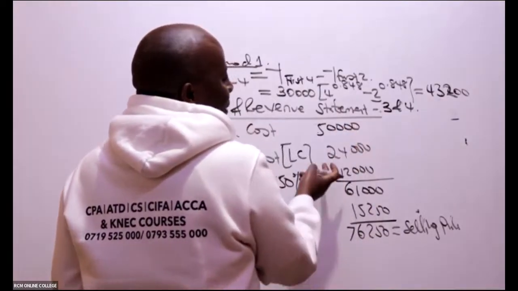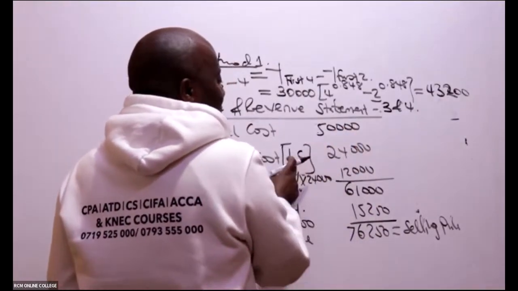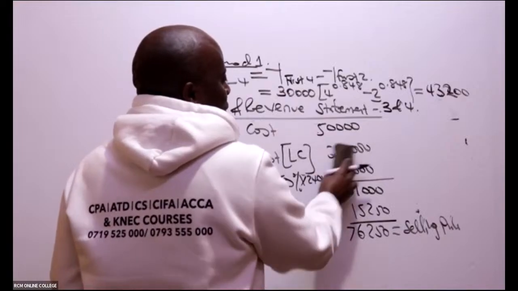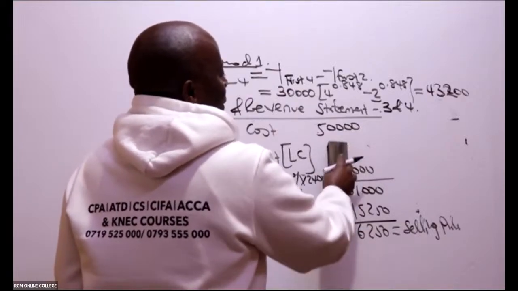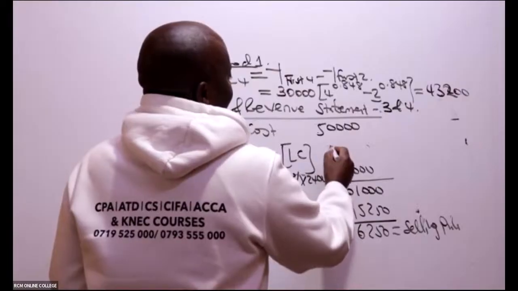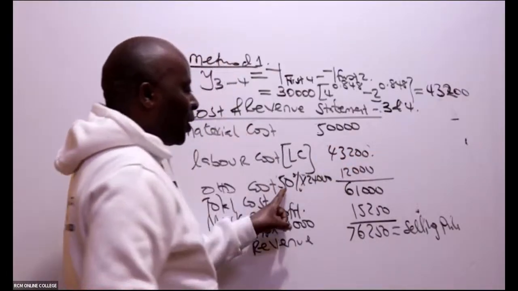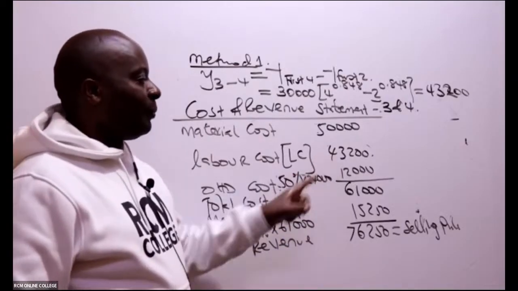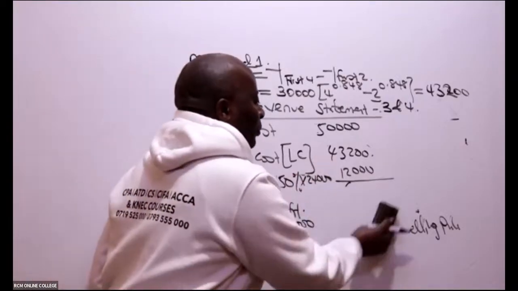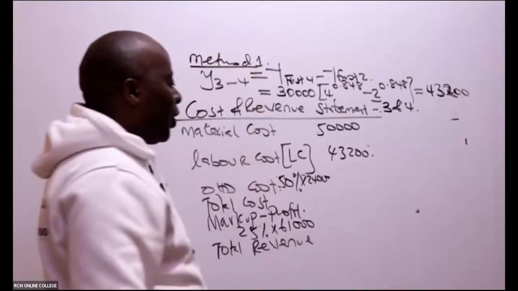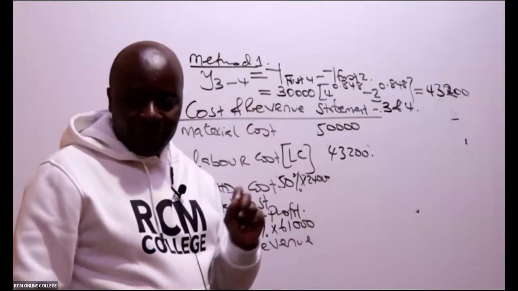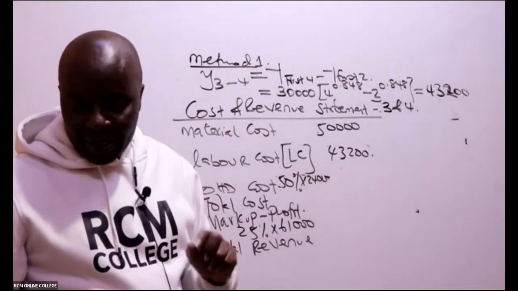Labor cost, don't tell me to take this times 2. Labor cost is a learning curve. So for labor cost, we know it's the learning curve, 43,200. All right. Overhead cost is 50% of the labor, so it will be 21,600.